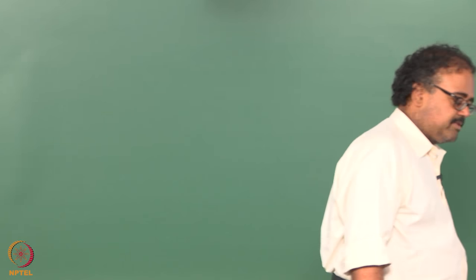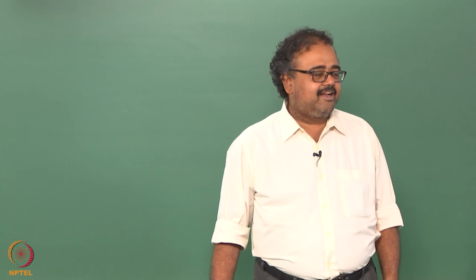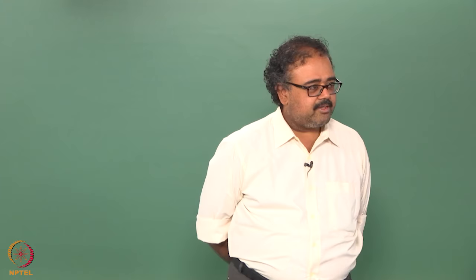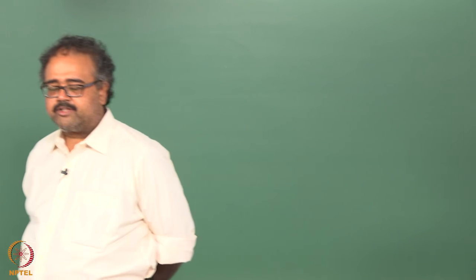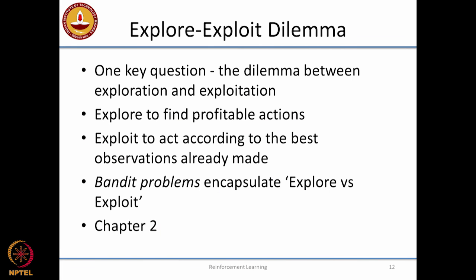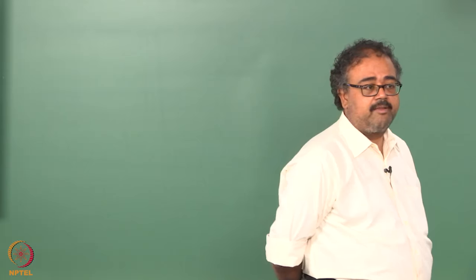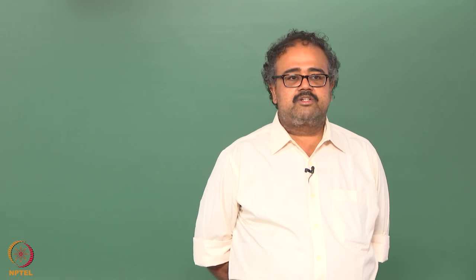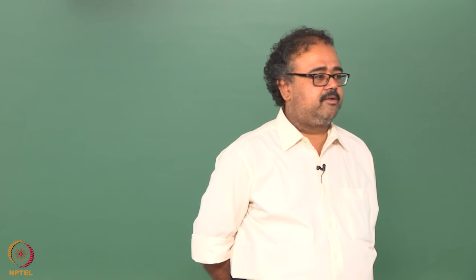Great question. Different algorithms deal with it in different ways. That's one of the crucial questions that you have to answer in RL. It's called the explore-exploit dilemma. You have to explore to find out which is the best action, and you have to exploit whatever knowledge you have gathered. You have to act according to the best observations already made. This is called exploitation. So one of the key questions is, when do you know you have explored enough? Should I explore now or should I exploit now? This is called the explore-exploit dilemma.